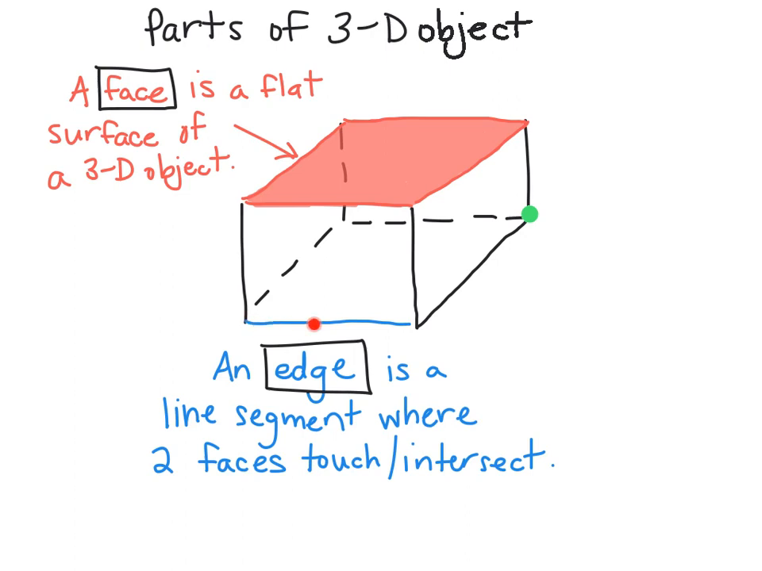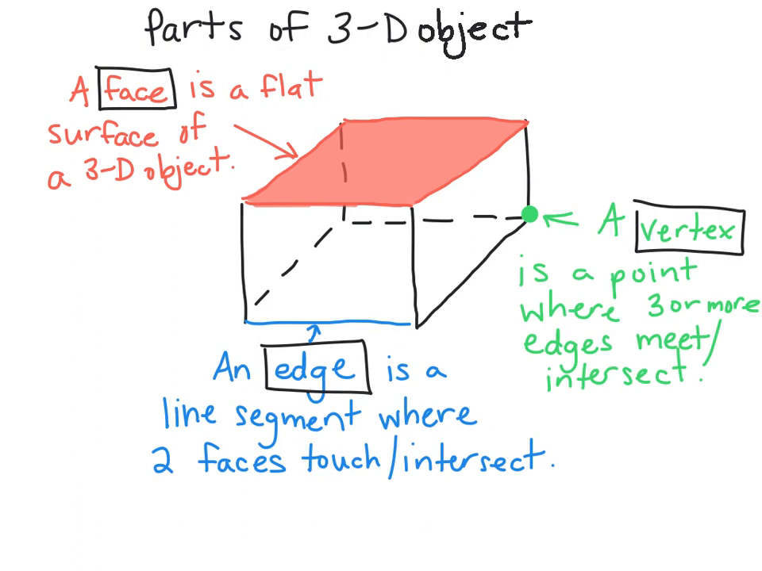This blue line down here is called an edge, and an edge is a line segment where two faces touch or intersect. And again, this would be considered an edge, this would be considered an edge. Any of these things where two faces, so in this case this front and this bottom face kind of intersect or touch each other, so that's why it's called an edge. But again, there are going to be lots of edges in three-dimensional objects.